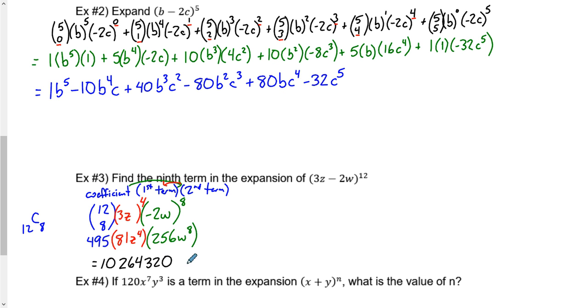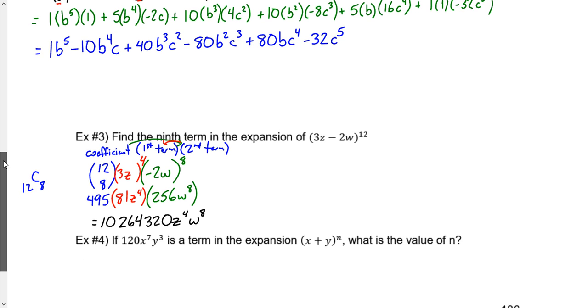10,264,320. Z to the power of 4, W to the power of 8. No, a question like this, obviously with 13 terms, I would never make you fully expand this out. But it is still fun to see and identify.